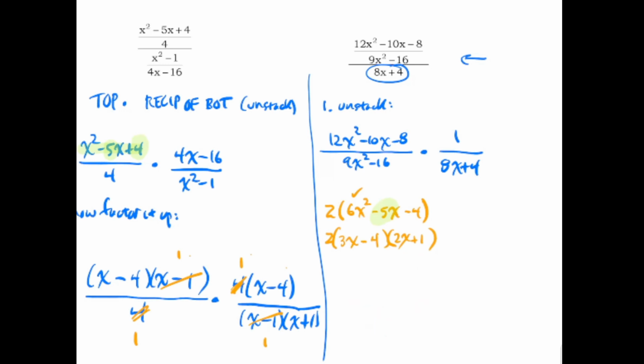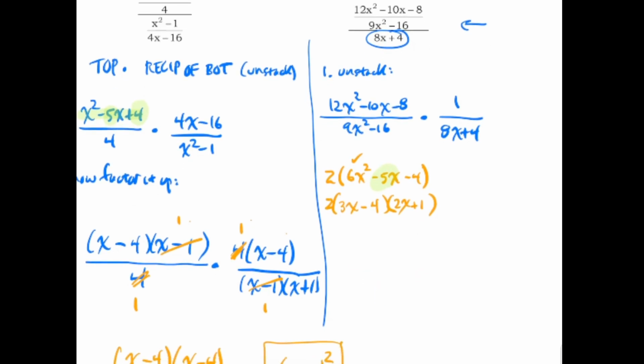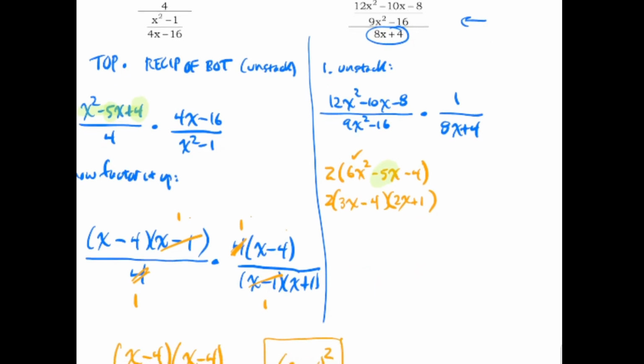So the advantage of electronics is I can erase stuff. Okay, so that's the top, right? It becomes this. Let's try to make a little division line there. The bottom, looking at the bottom here.